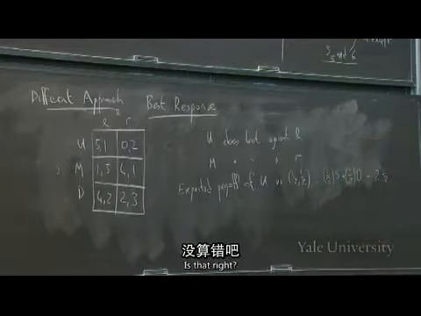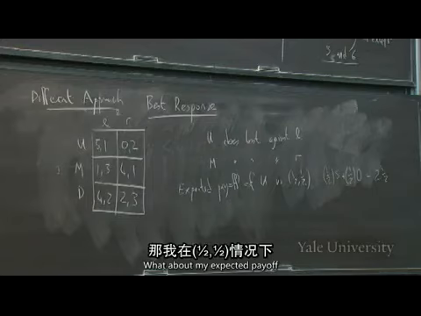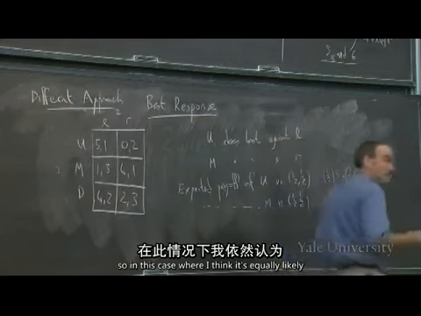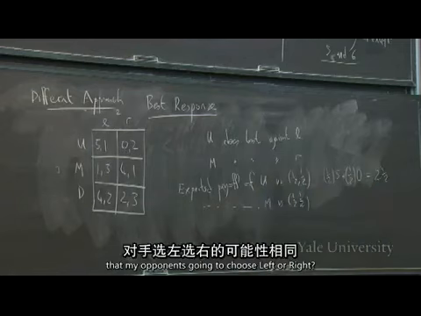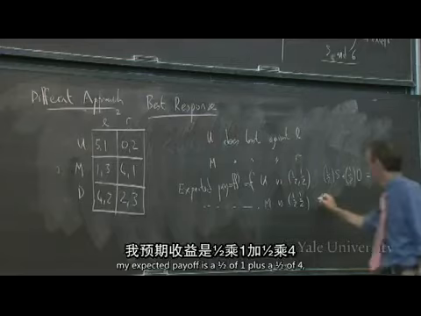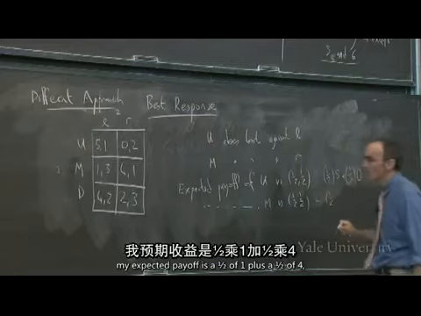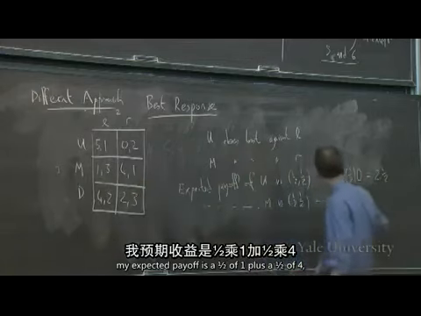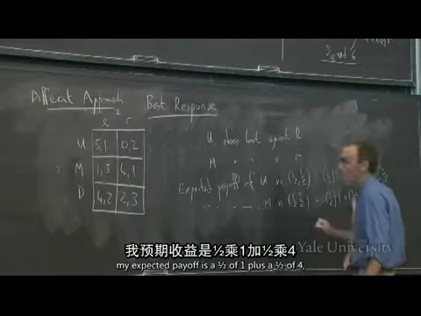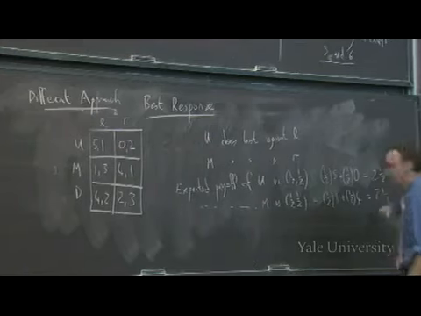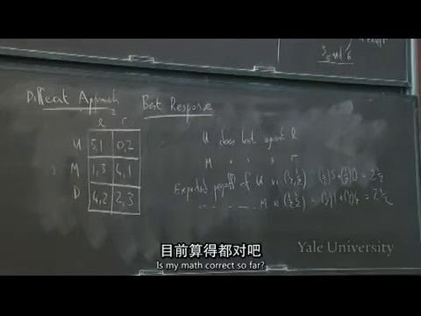Is that right? All right. What about my expected payoff from choosing middle against a half-half? So in this case where I think it's equally likely that my opponent's going to choose left or right. All right. So in this case, my expected payoff is a half of 1 plus a half of 4 for a total of, again, 2.5. Right, everyone happy with that? Is my math correct so far?